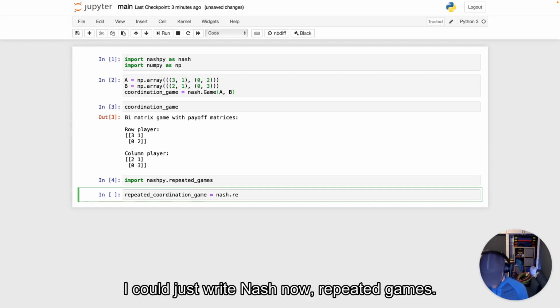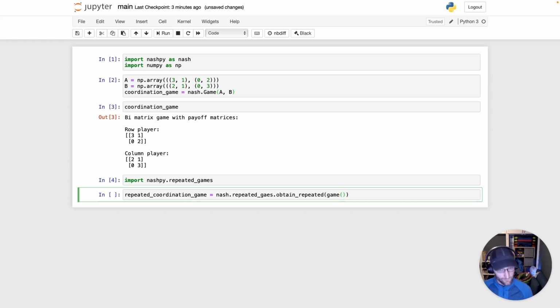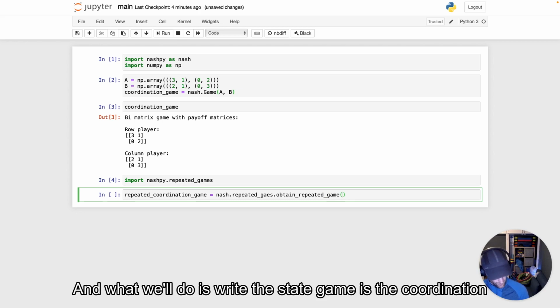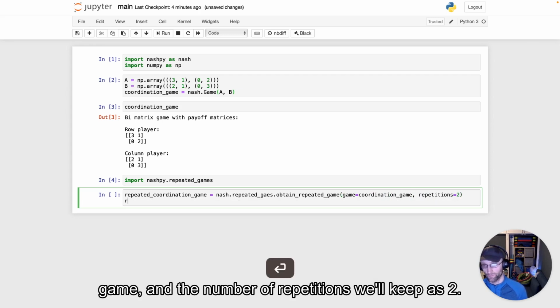now, repeated games, and I'll just obtain the repeated game. What we'll do is we'll write the stage game is the coordination game, and the number of repetitions we'll keep as 2.